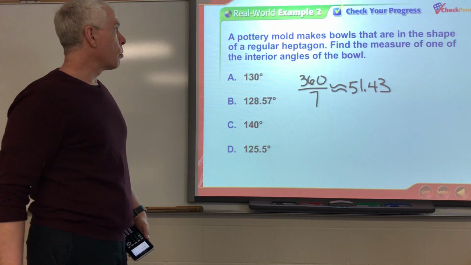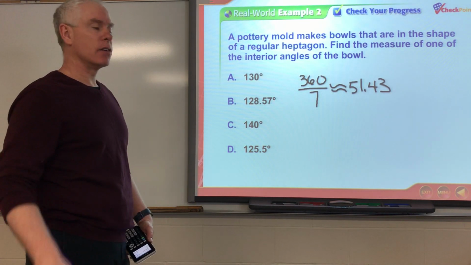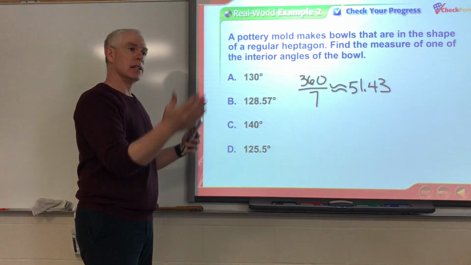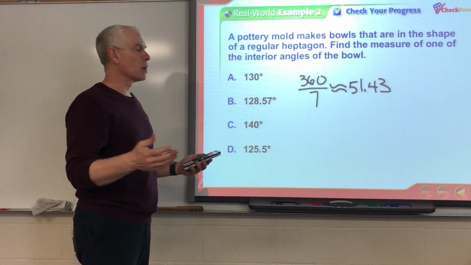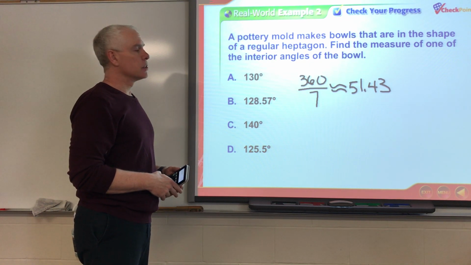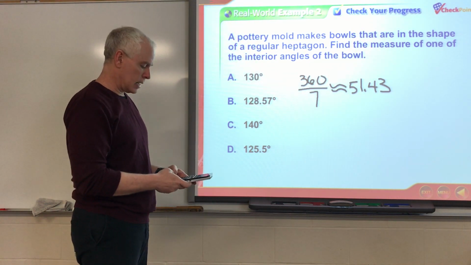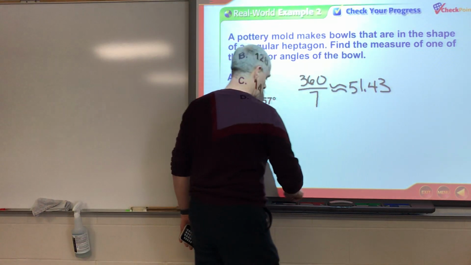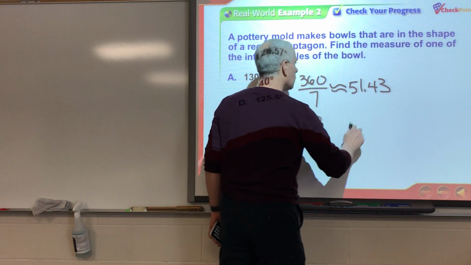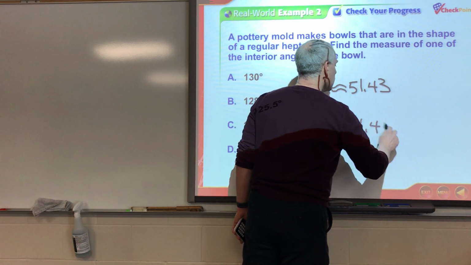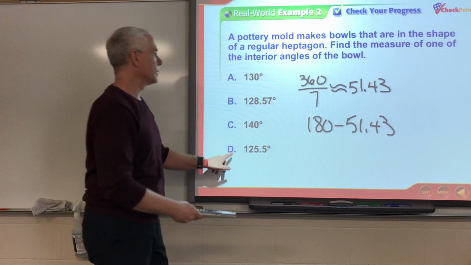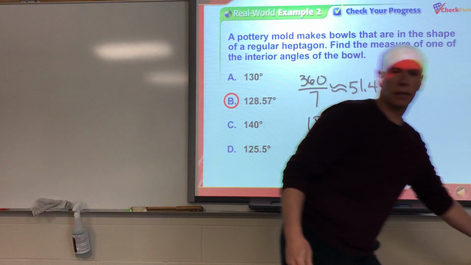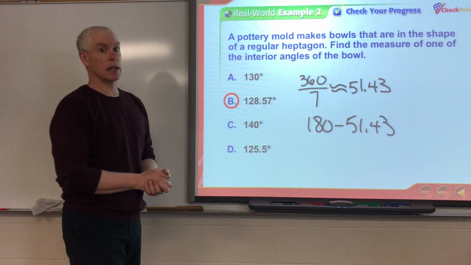Okay, so you get 51.43 degrees for that exterior angle. To get to the interior angle, the interior and the exterior angles are supplementary, so we're going to subtract from 180. So step 2 here would be to take 180 minus that 51.43, and I get 128.57. It's not a very nice number, but it's what we get when we deal with seven-sided figures.